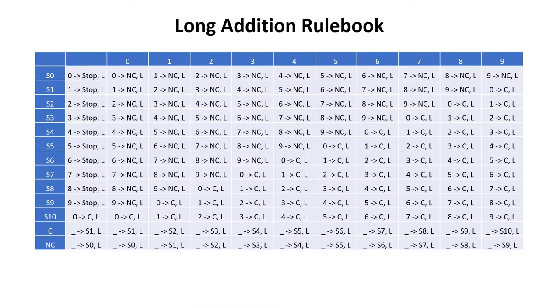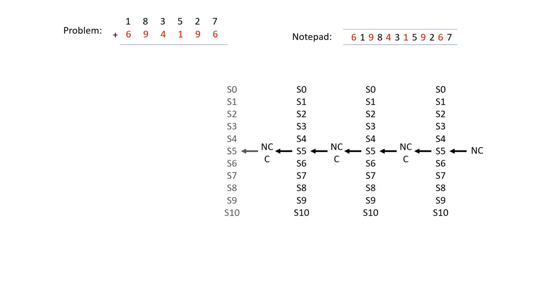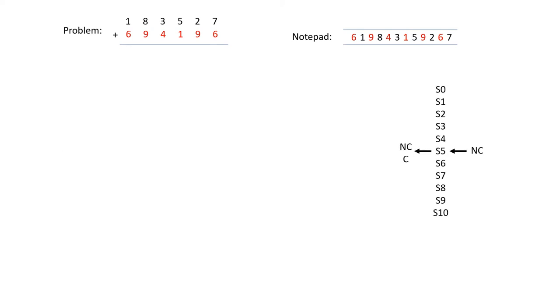So here's our long addition rulebook, and it's a bit overwhelming at first. But note that we have the rules along the side and the symbol across the top. And the rules are broken into two clusters. There's a cluster of S0 through S10, and another cluster of carry and no carry. And what we can see is that we alternate between a carry, no carry, then an S0 to S10, then back to carry, no carry, then S0 through S10. The start condition is special, and we start in no carry.